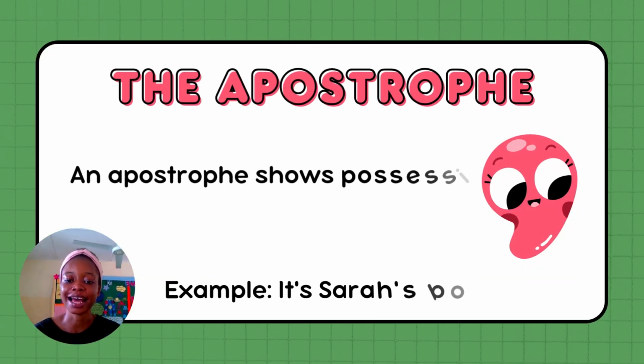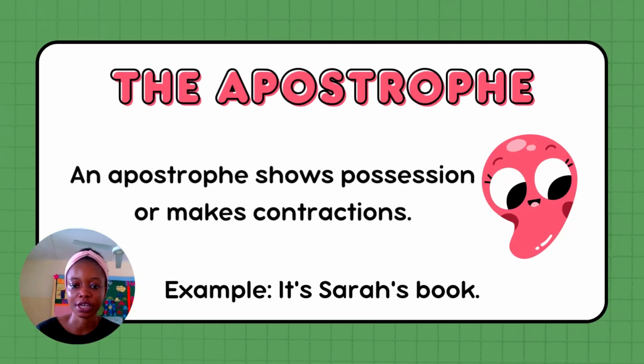The next one we're going to be looking at is the apostrophe. Now, the apostrophe symbol is very similar to a comma, but the difference is that you put a comma below when writing your sentences, but your apostrophe is placed at the top. Now we use an apostrophe to show possession or make contractions. When you want to indicate that this thing belongs to a particular person in your write-up, you make use of an apostrophe. When you are making contractions in your sentences, you make use of an apostrophe.